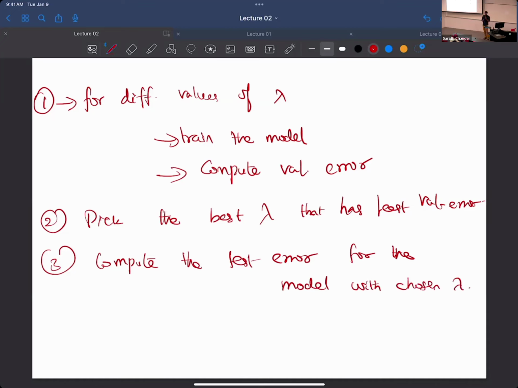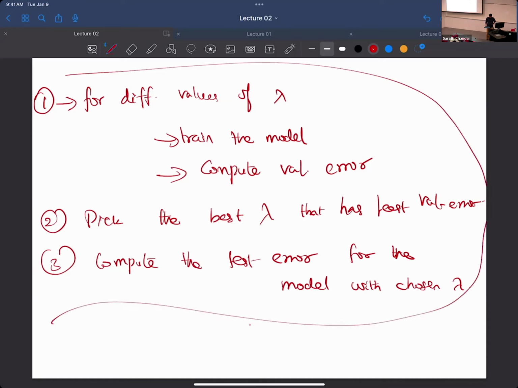So this idea of picking your hyperparameter for the model based on validation set is called model selection. We are selecting our model. Now, the model comes with different hyperparameters. So I'm going to select the model by picking one lambda, and this picking happens through the validation set. Is that clear?